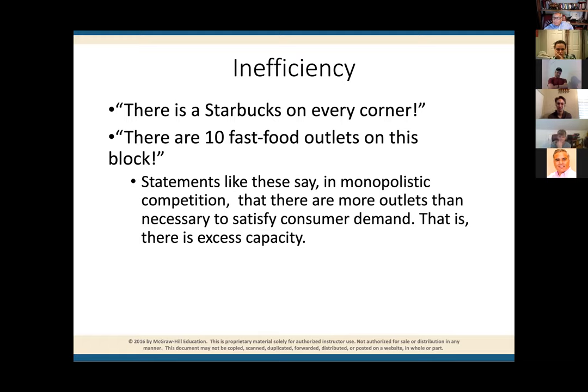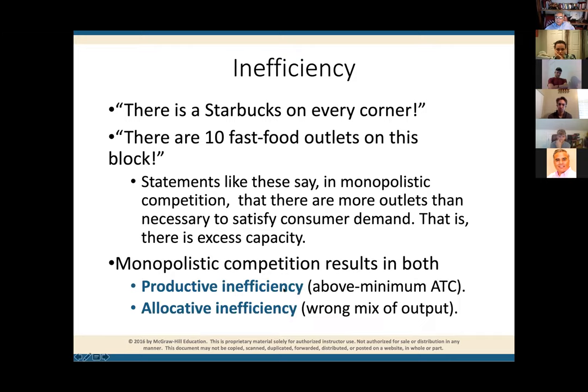Okay, again, inefficient. So monopolistic competition results in both productive inefficiency and allocative inefficiency, which simply means they are never very efficient in production and they are never very good at the type of products they produce. So they have the wrong mix of output.